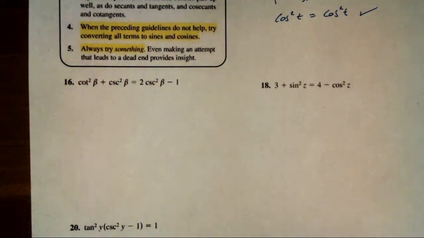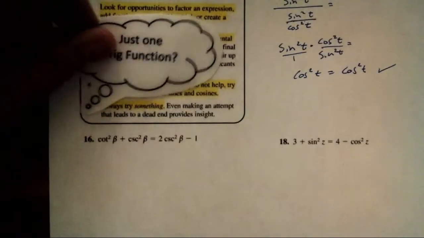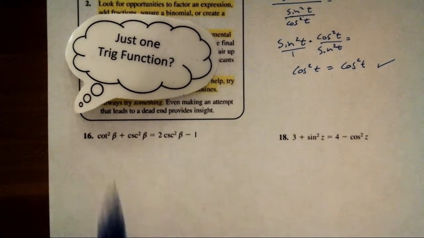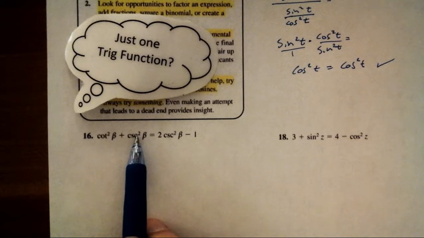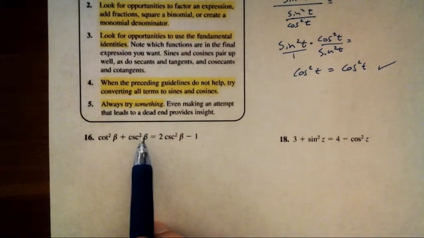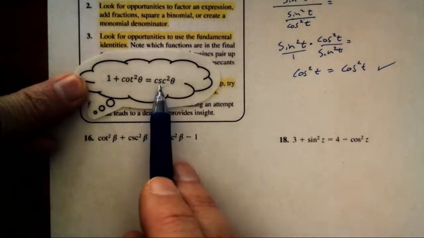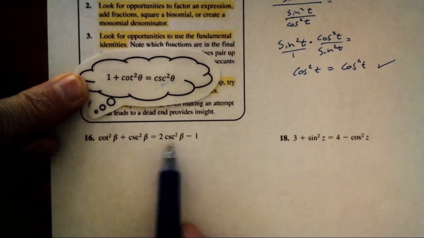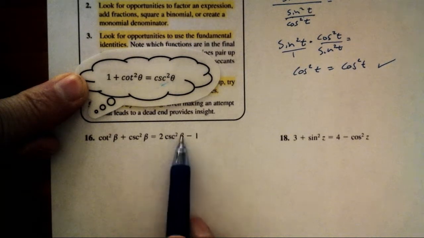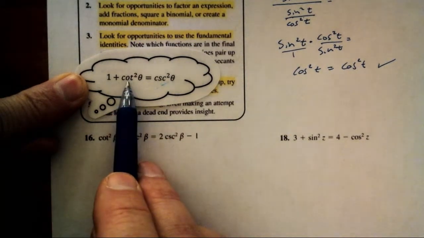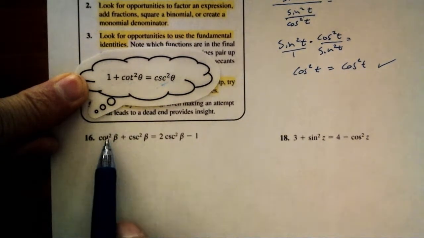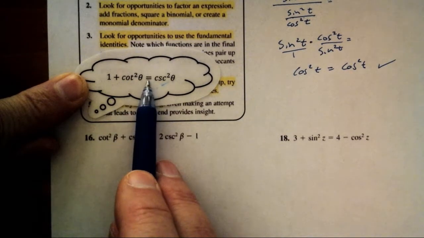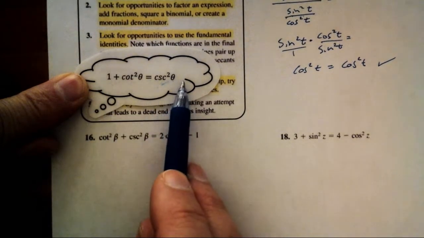What could be better than having two different trig functions would be to just have one trig function. And because we have squareds here, Pythagoreans are in play. So I could either turn cosecant squared into 1 plus cotangent squared here and cosecant squared into 1 plus cotangent squared there, or I could turn cotangent squared, if I algebraically manipulate this, cotangent squared is cosecant squared minus 1.